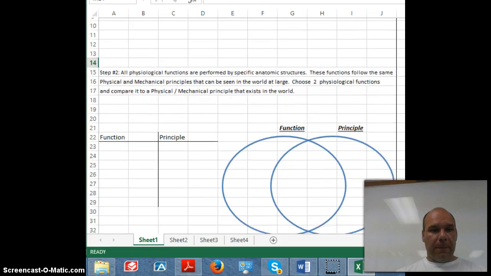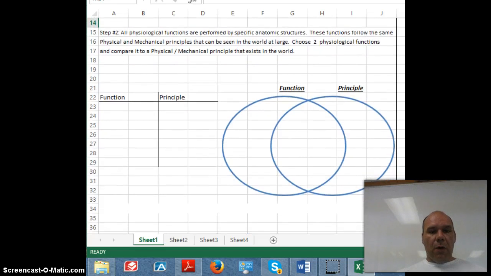From there, step 2, we're going to use a couple of our graphic organizers to help identify this relationship. So let's read through this together. Step 2. All physiological functions are performed by specific anatomic structures. These functions allow the same physical and mechanical principles that can be seen in the world at large. Choose 2 physiological functions and compare each to a physical and mechanical principle that exists in the world.